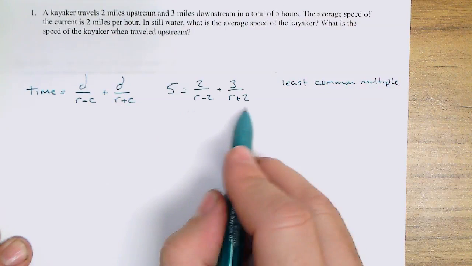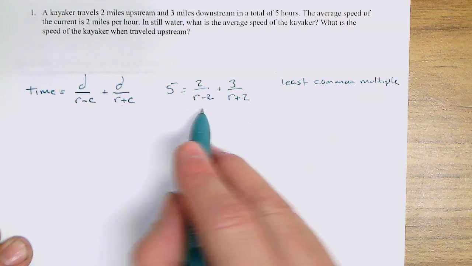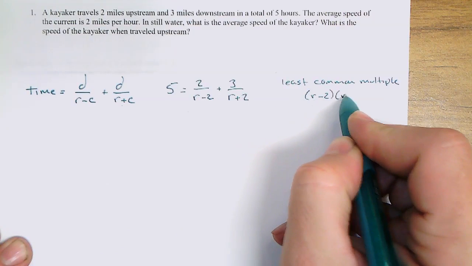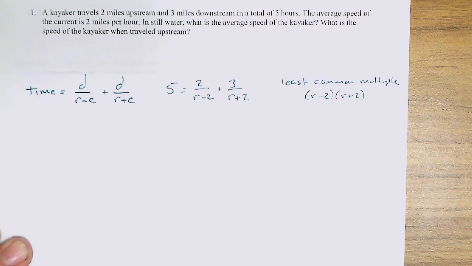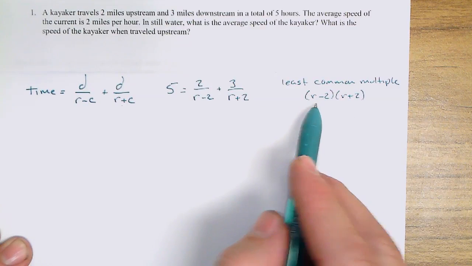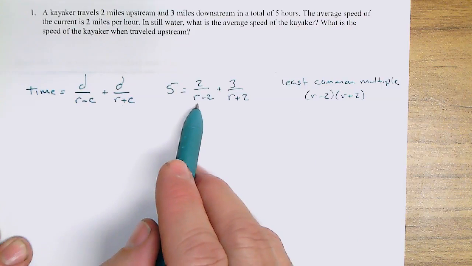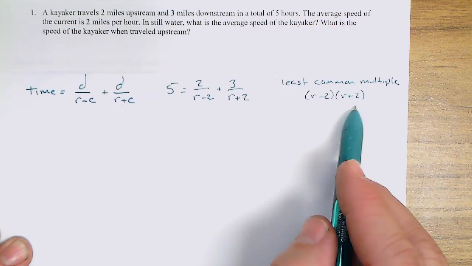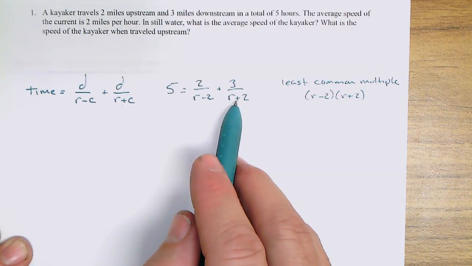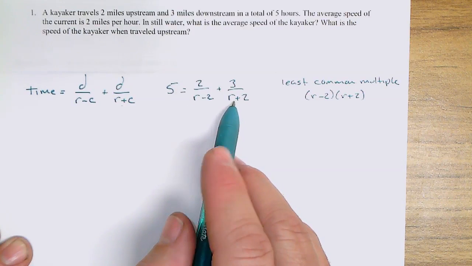of r minus 2 and r plus 2 is simply the 2 multiplied together, r minus 2 times r plus 2. So we have to get each of these rational expressions to this common denominator. And the way we do that is we multiply each rational expression by the factor it's missing.